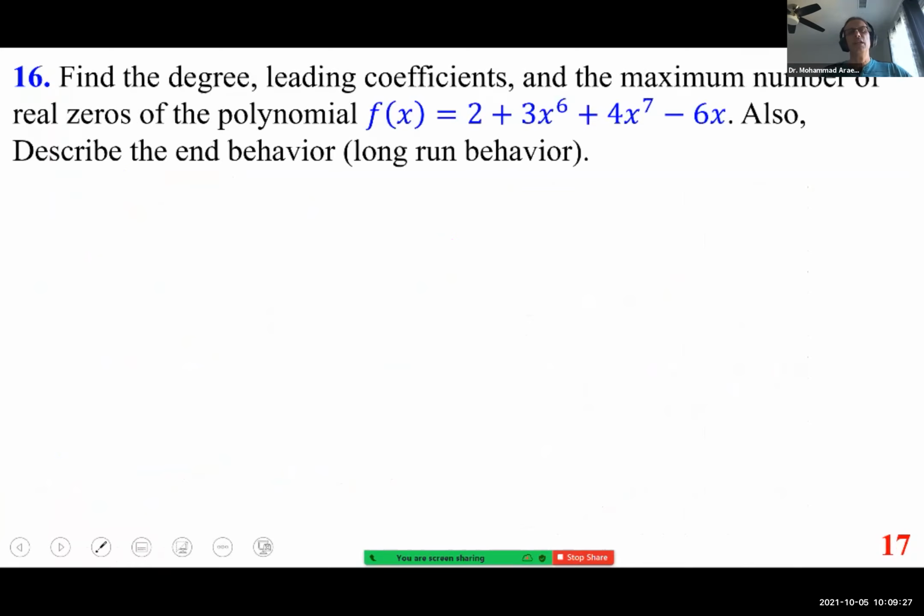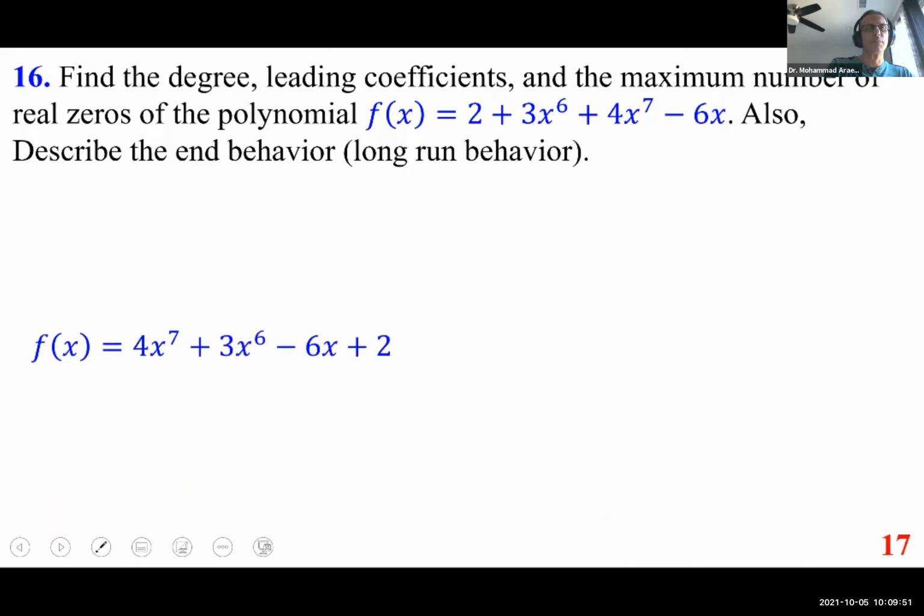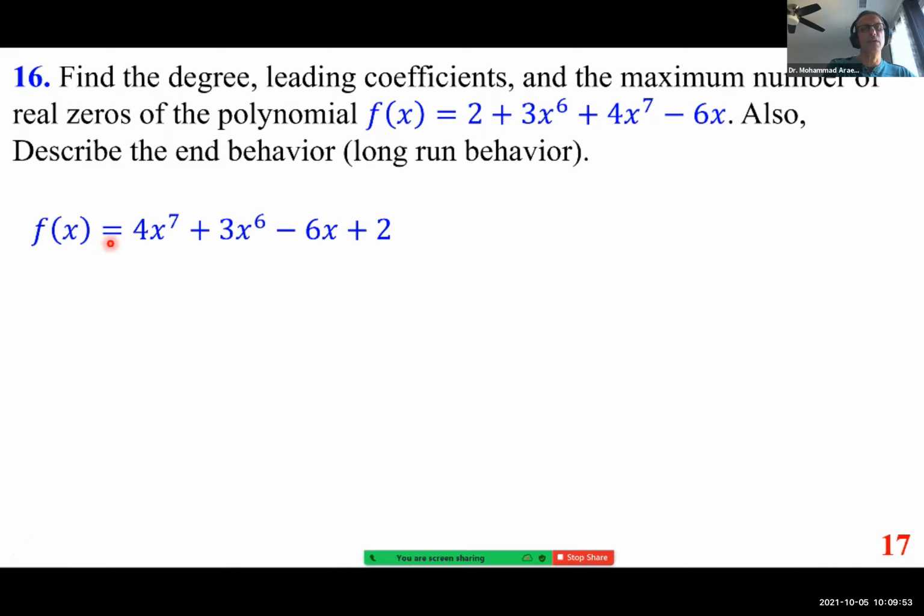Find the degree, leading coefficient, and the maximum number of real zeros of this polynomial. Also describe the end behavior. So the long run behavior, of course. And so let's quickly do that. All we have to do is rewrite that in descending order. It helps. I'm hoping everybody is having an easy time with this.